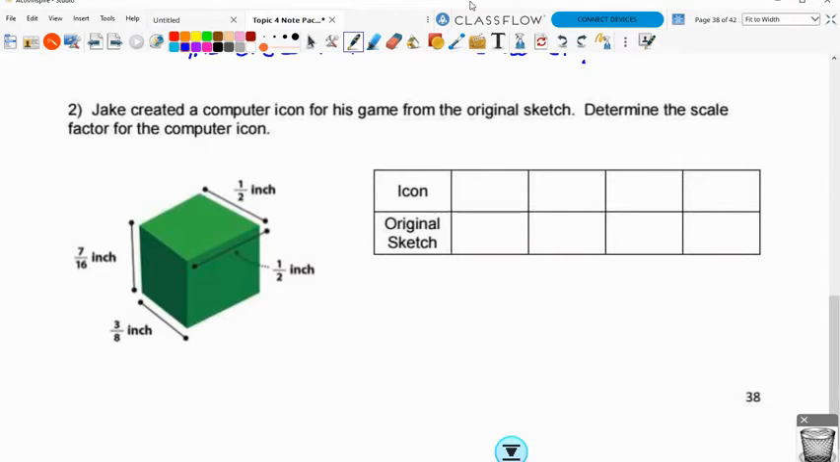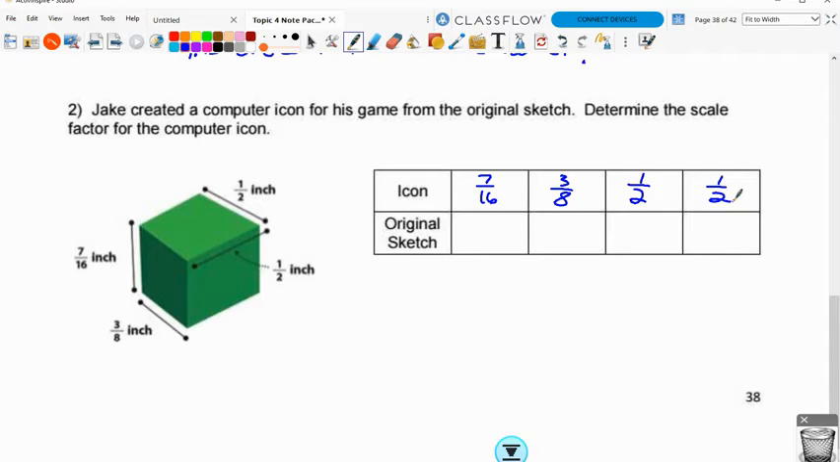In the next example, we're told that Jake created a computer icon for his game from the original sketch. It says to determine the scale factor for the computer icon. Okay, so let's take a look at these measurements. This is the computer icon, and we're going to list those measurements in the top row. So we'll start with the left side, which was 7/16, and then the bottom left, which was 3/8, and then the top right here, which we can call 1/2, and then this back side right here, which was also 1/2.